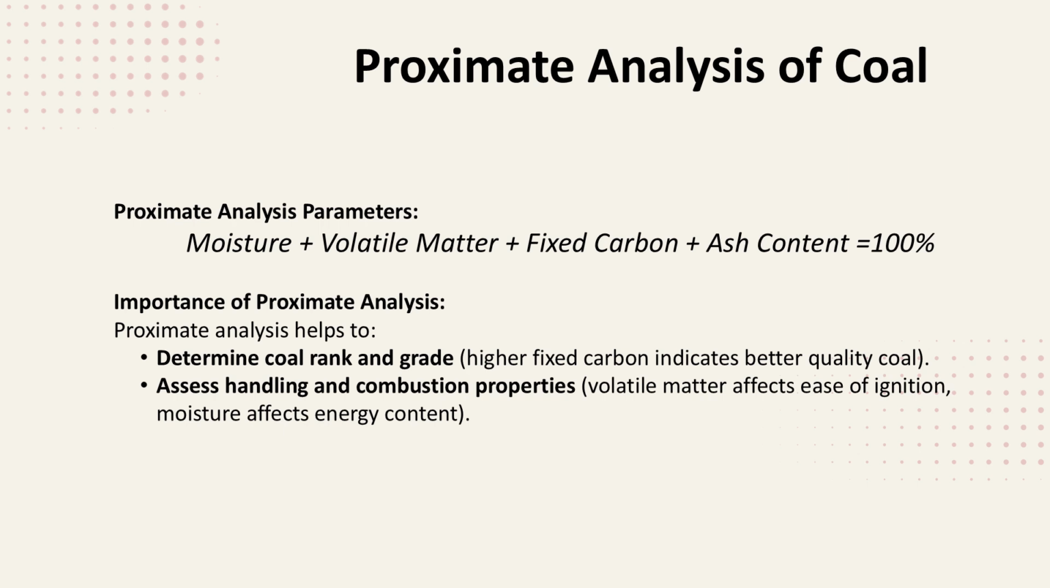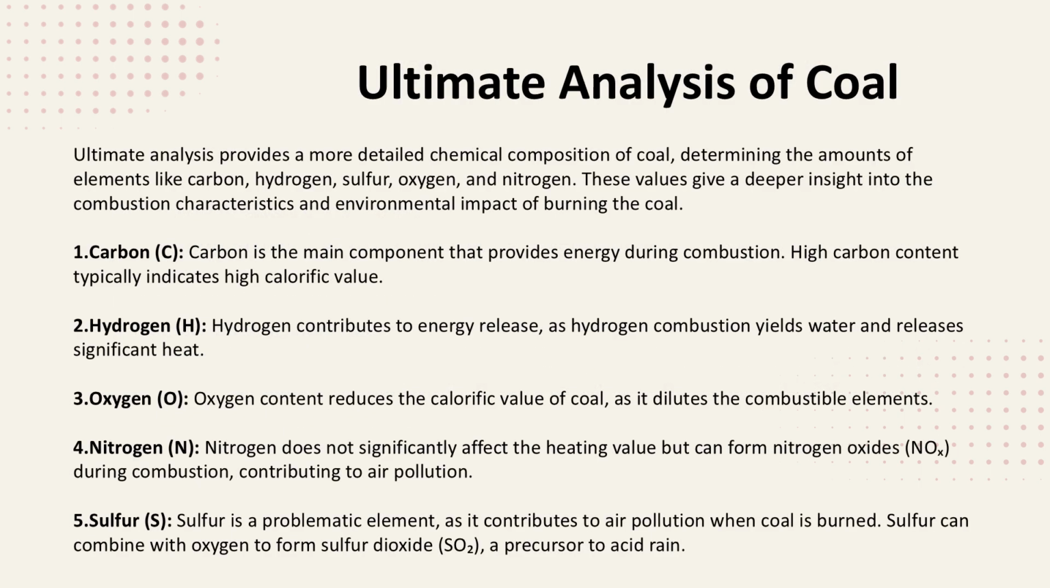So, proximate analysis parameters are moisture, volatile matter, fixed carbon, and ash content. Proximate analysis helps to determine coal rank and grade. Higher fixed carbon indicates better quality coal. Assess handling and combustion properties. Volatile matter affects ease of ignition. Moisture affects energy content.